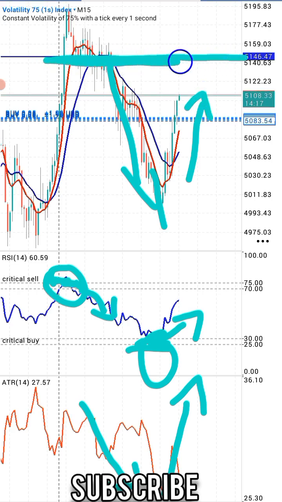Now look at this point. I put this place as my area of take profit. Now I use the previous high as my area of take profit. You can also use the previous high or the previous low as your area of take profit. Take note of this thing. Don't skip any part. Take note of this.